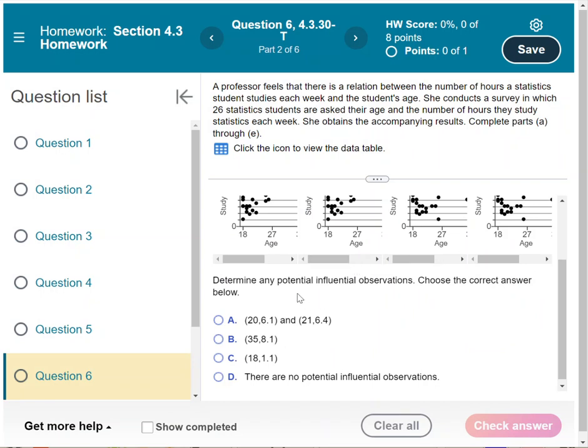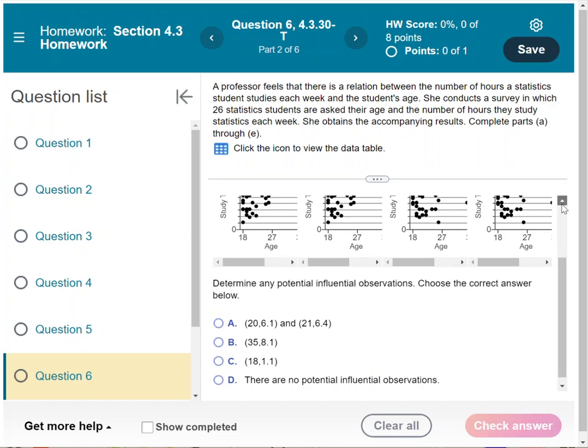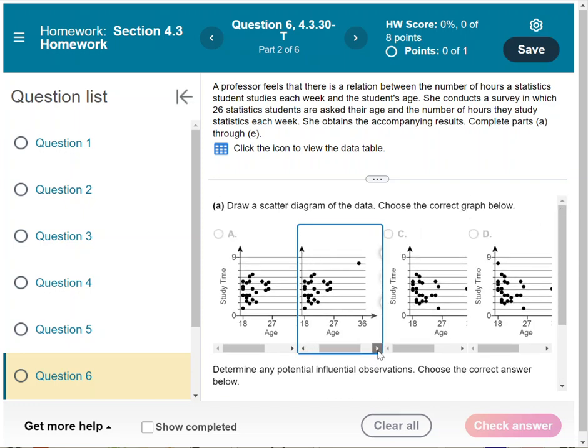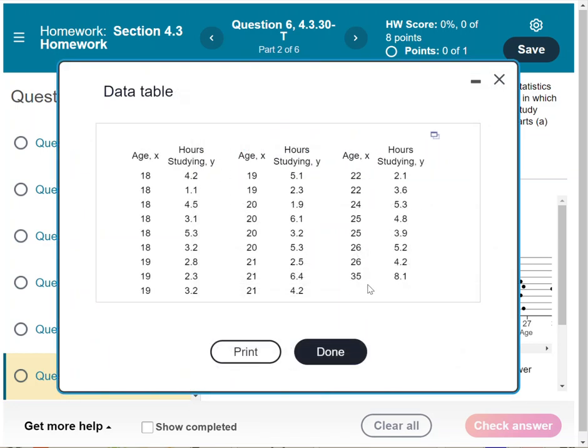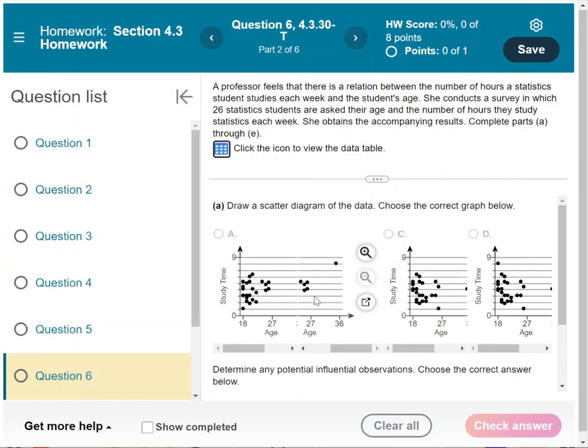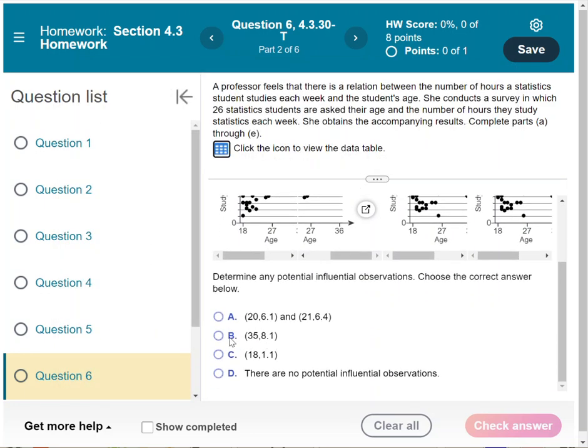Determine any potential influential observations. Choose the correct answer below. And it would be that one point that we were just looking at right here. And so let's see if we can figure, we said that was about somewhere around 36. Let's go ahead and see which point that would be. That would be this one here, 35, 8.1. So that's B.